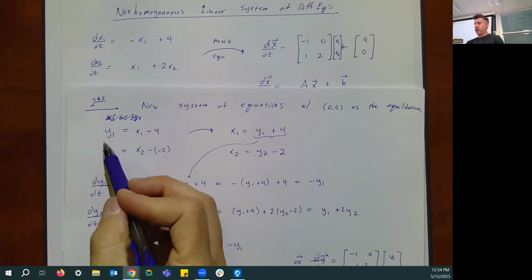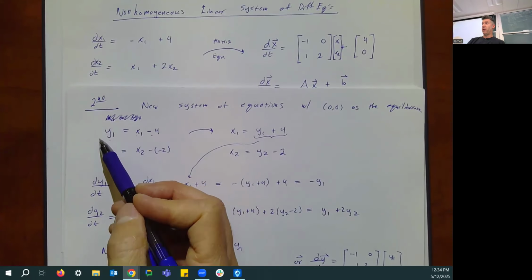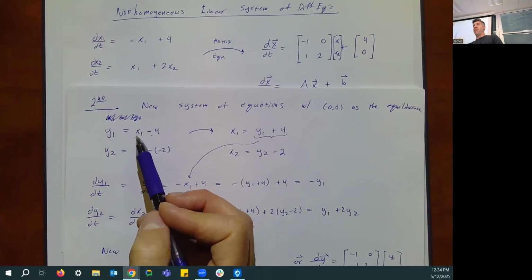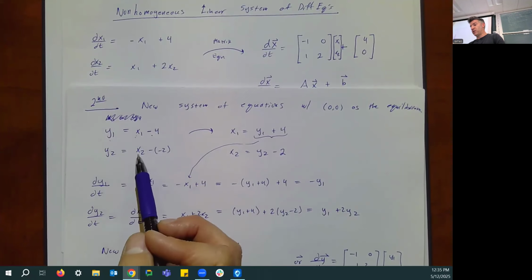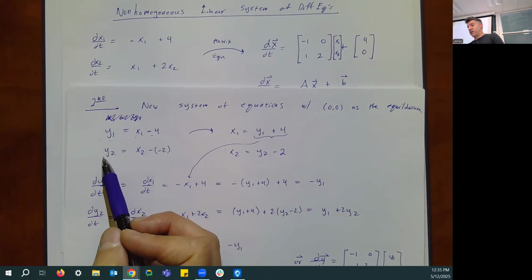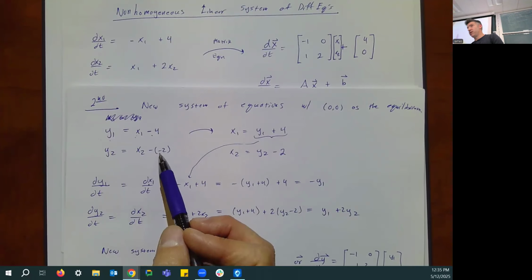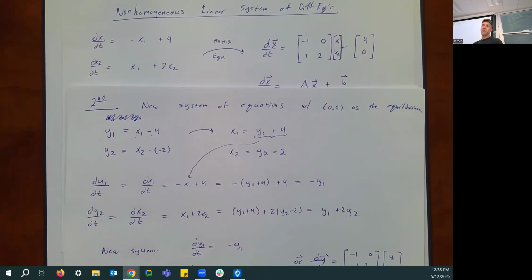But we're just saying, oh yeah, y1 is x1 minus 4. So the derivative of y1 equals the derivative of x1 minus the derivative of 4, but that part is 0. Same deal here. If y2 equals x2 plus 2, then the derivative of y2 equals the derivative of x2 plus the derivative of 2. So the derivatives have to equal each other.